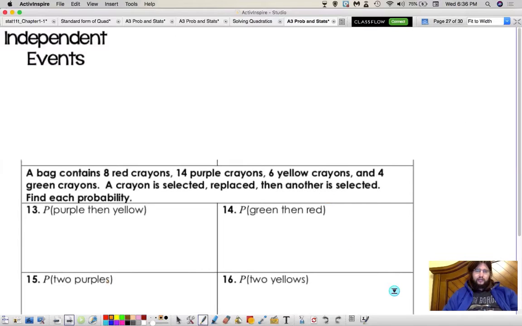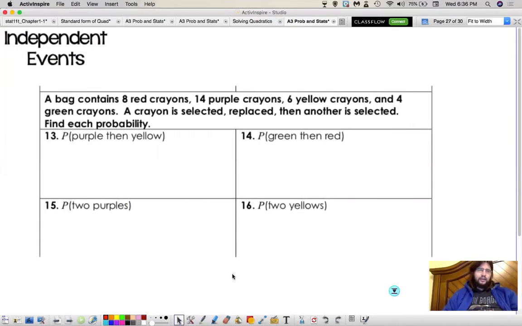All right, so let's look specifically at some independent events. An easy way to tell between independent and dependent is a lot of times you're going to be taking something and putting it back. That would be independent. Or you're going to be taking something and not putting it back. That would be dependent. So here, these are independent because we're taking the crayon and then we're putting it back.